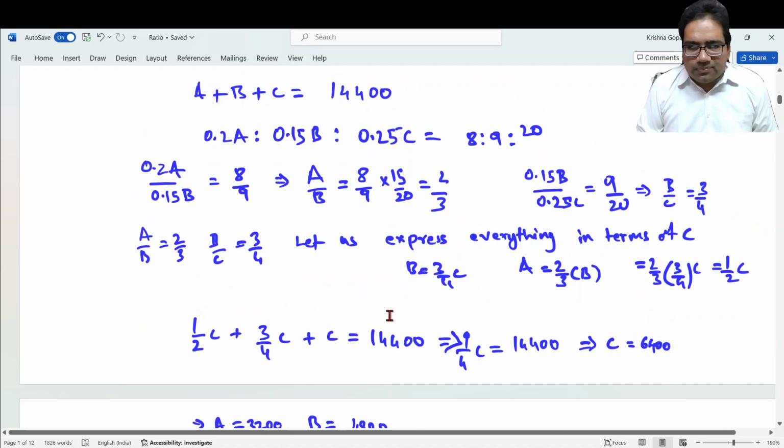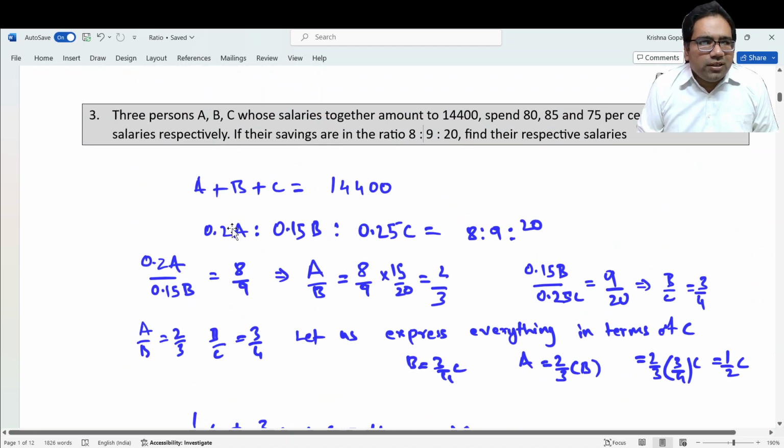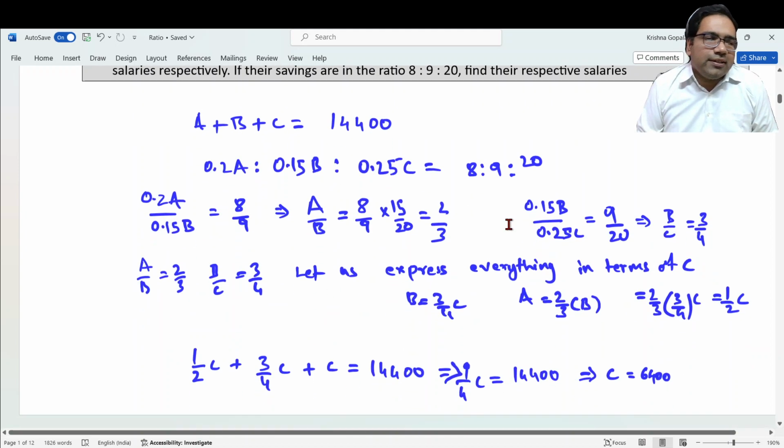So this is also a very easy problem. The only thing that we have to do is write this equation correctly. What is the saving? Saving of A is 0.2A, saving of B is 0.15B, saving of C is 0.25C, in the ratio 8 is to 9 is to 10. We just need to simplify to find out what is A by B and B by C, and then express everything in terms of one common term, be it A, B, or C, and use it in A plus B plus C. This is an easy problem. You should not take more than a minute to solve this.